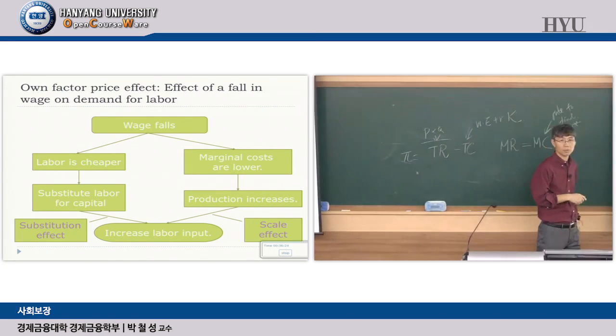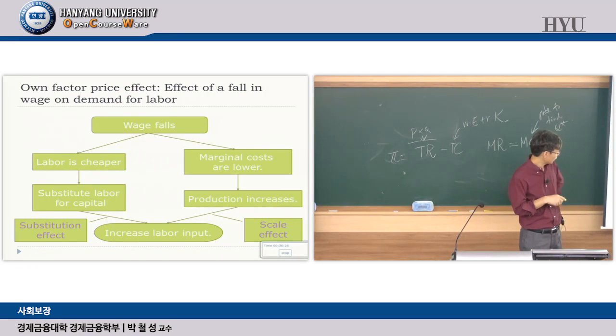So we have two names, substitution effect and scale effect. In the work-leisure choice model, we had substitution effect and income effect. In the long run labor demand, we have substitution effect and scale effect.